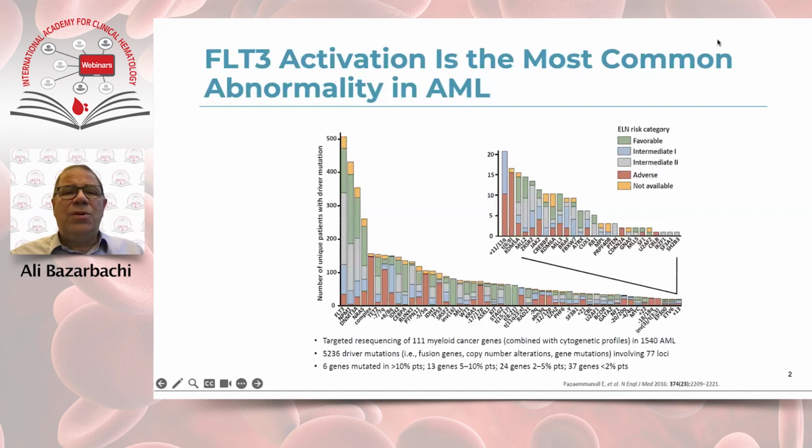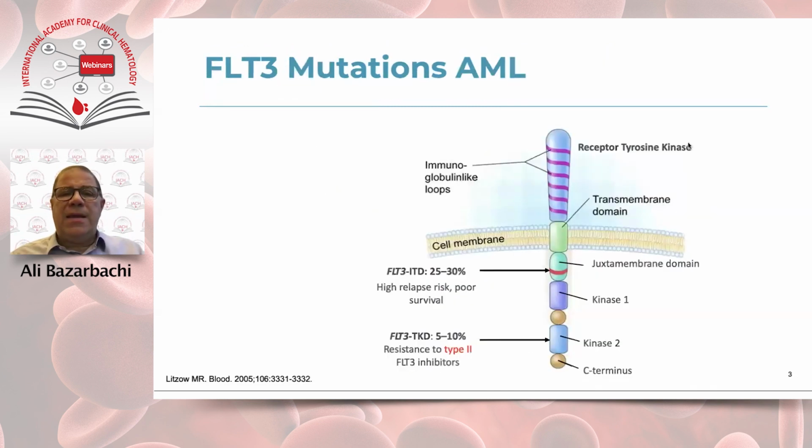As you know, FLT3 activation is probably the most common abnormality in AML, as shown in this seminal paper by Papaemmanuel in 2016 and in many other confirmatory studies. Indeed, there are two types of FLT3 mutations. FLT3 is a receptor tyrosine kinase with an extracellular immunoglobulin-like loop domain, a transmembrane domain, a juxtamembrane domain, and the intracellular kinase domain.